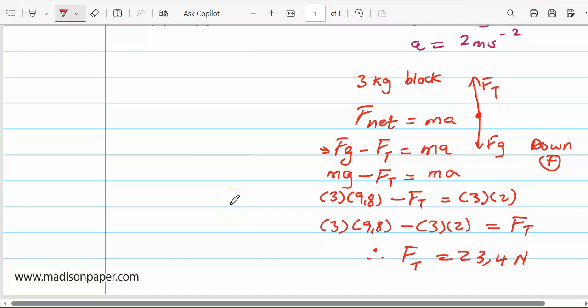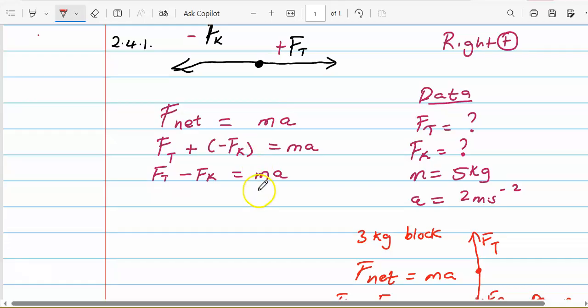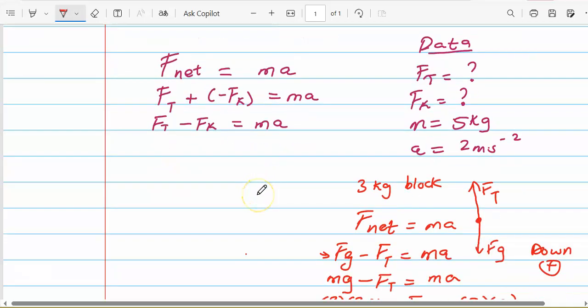Tension. Since we have the tension, we can go to our question now. I think it will be easy for us to find this. We know the tension is 23.4. So if the tension is 23.4, we minus that Fk. We say this is equal to M.